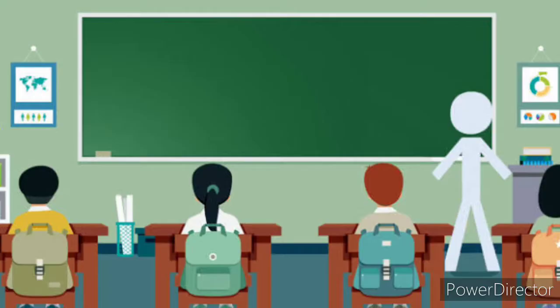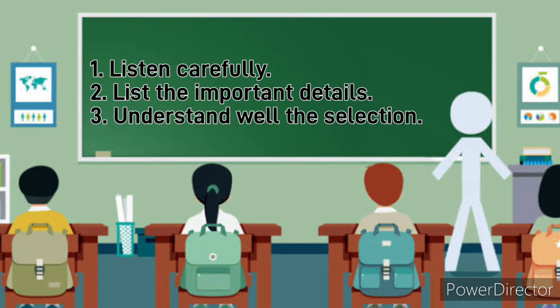So, before we continue, what are the standards of listening? First, listen carefully. Second, list the important details. And the third one, understand well the selection. Okay, class. Listen carefully so that you will be able to answer the questions after I read the story. So the story goes like this.